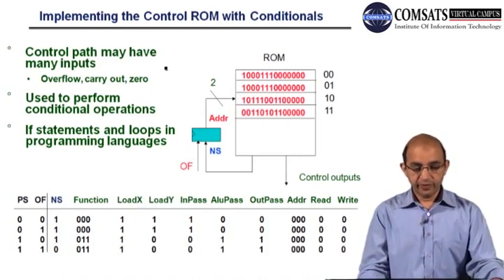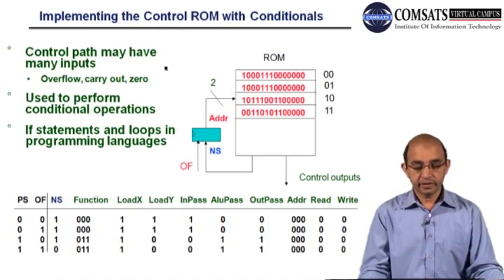So here we have implemented the control ROM with conditions. As we know, the control path can have many inputs. Here we have overflow, carry out, 0. So we can use those control paths in order to have conditional operations.